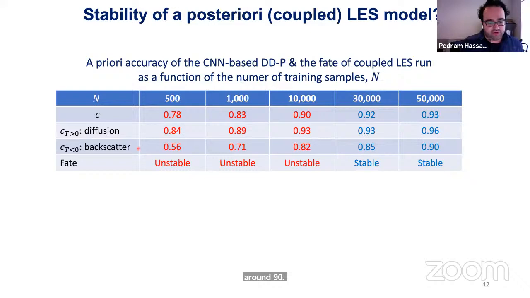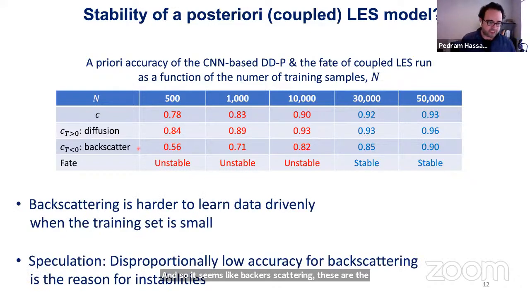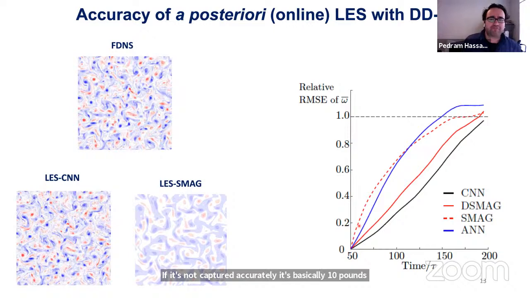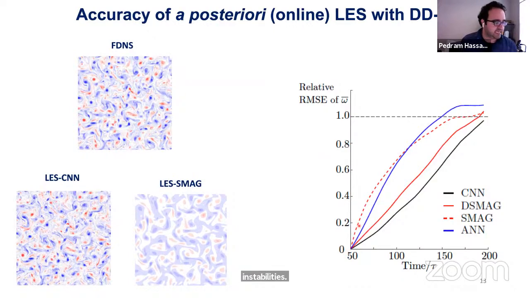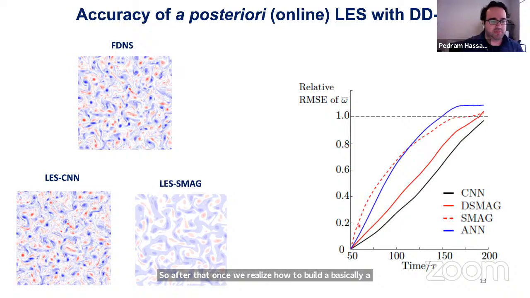And so it seems, and these are the two conclusions we drew from this, that backscattering is harder to learn when the training set is small. And also we speculate that this disproportionately low accuracy for backscattering is the reason for instabilities. And again, this is for this system, but backscattering has been known even for physics-based systems to cause problems. Because it is forcing the system, if it's not captured accurately, it can cause instabilities.